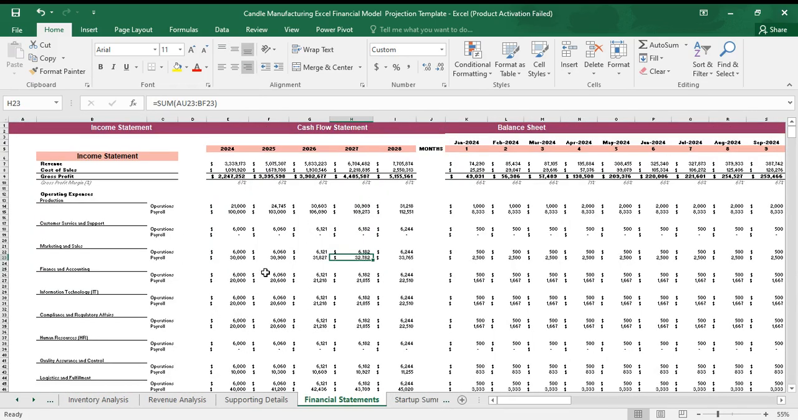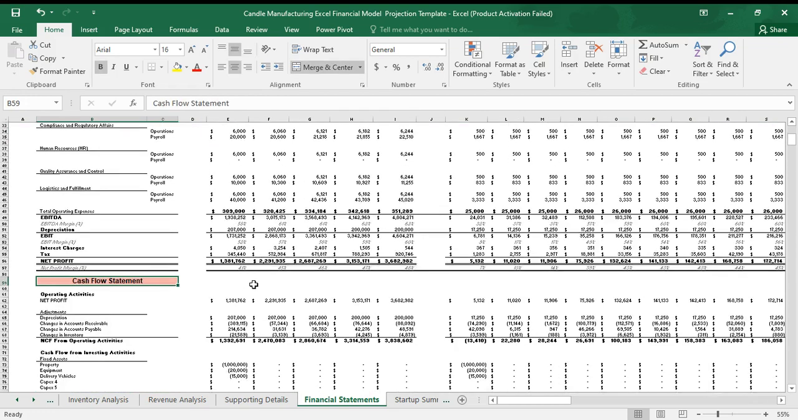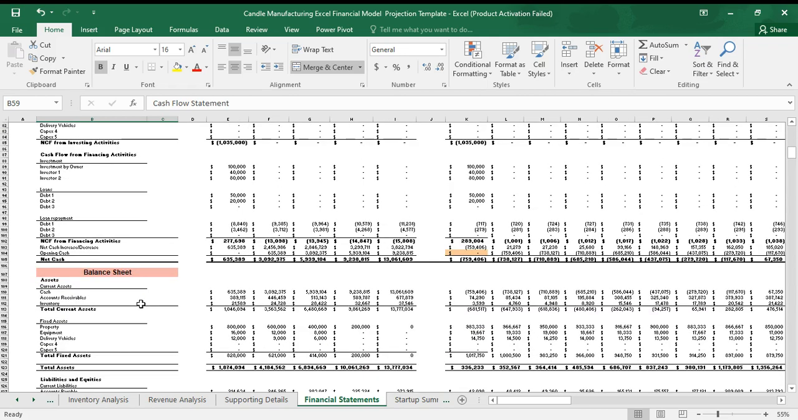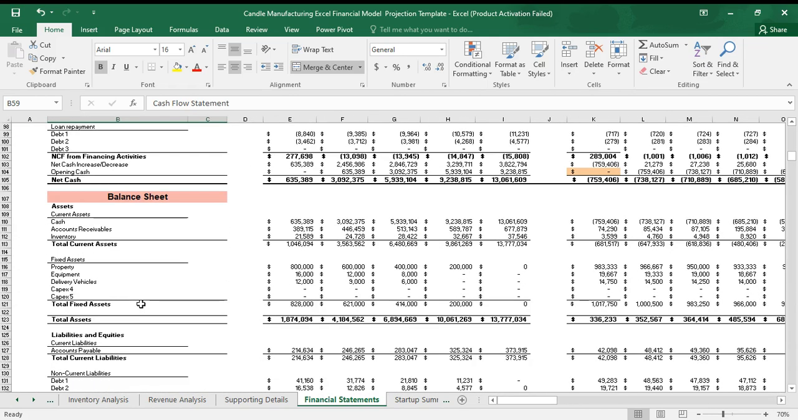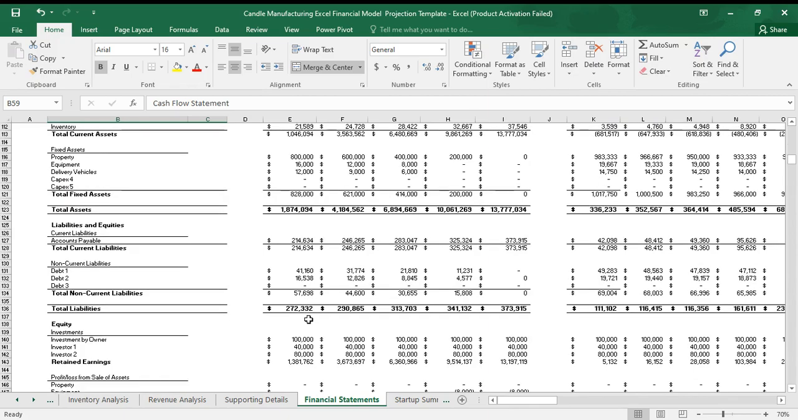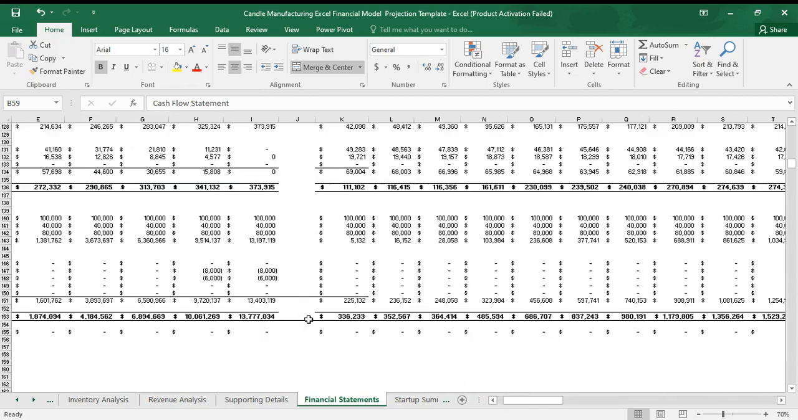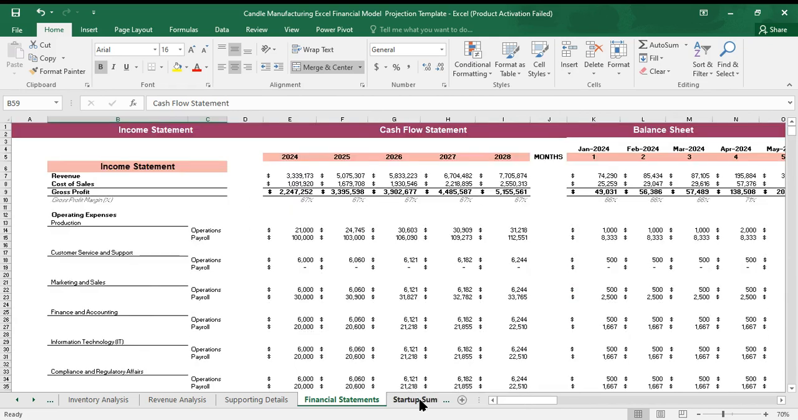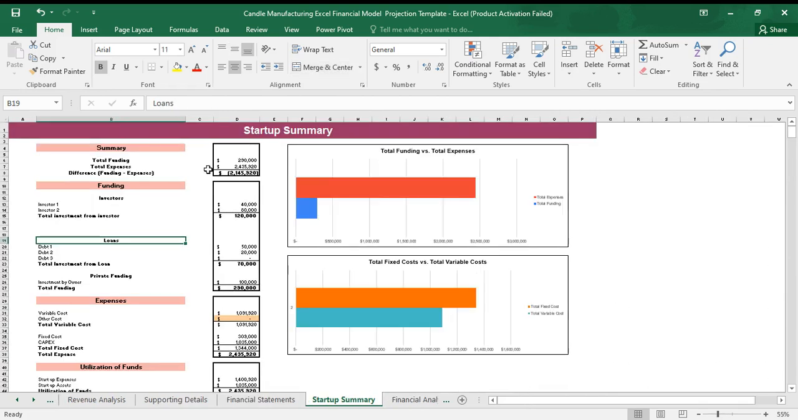Then we have the major financial statements of the business in this sheet. This includes the income statement, which shows the financial performance of the business. Then we have the cash flow statement, which shows the cash position of the business. This highlights the major cash flows coming from the operating activities, then financing, and then investing activities. And then we have the balance sheet. This shows the financial position of the business, and you can see that this is balanced throughout the 5 year period.